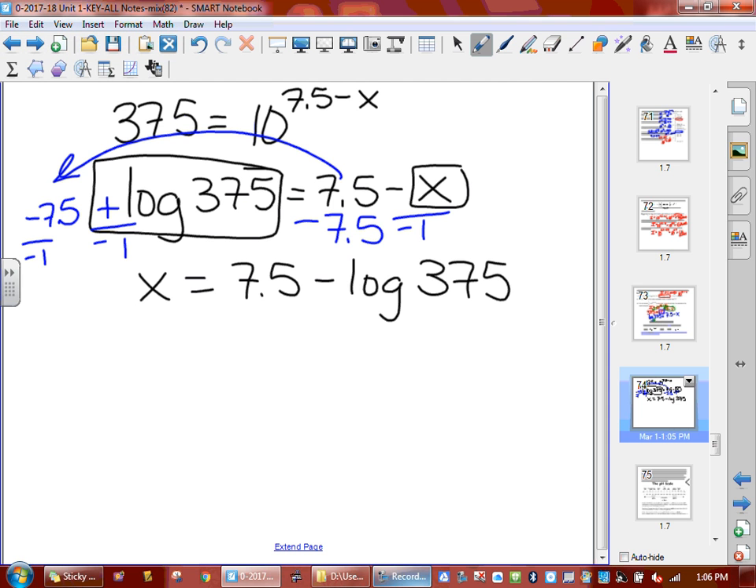So what you need to remember, though, is you've got to take things across the equal sign. So remember the quick trick is this. If x is second, just put this guy where the x is. That's all it is. So now you would literally type that in your calculator. 7.5, subtract log 375, enter.